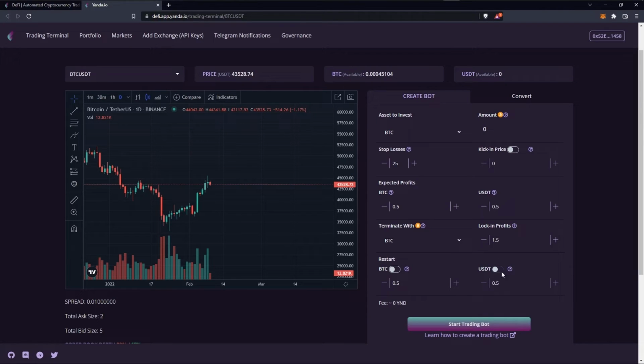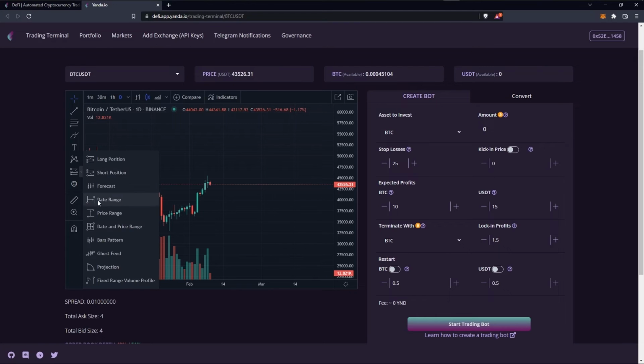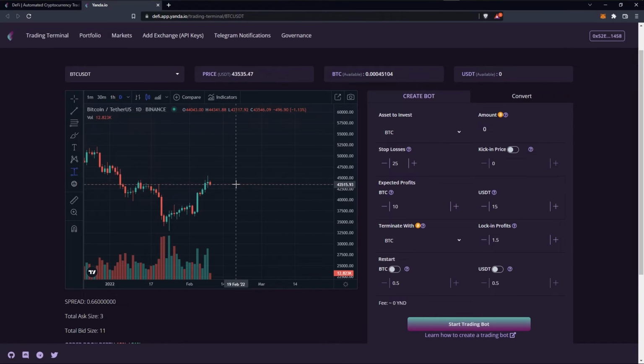Let's make a short example with the help of the TradingView chart to understand it. With expected profits in BTC at 10% and in USDT at 15%, your trading bot will place two limit orders, one to buy at a price 10% lower than the first market order, and the other one to sell at a price 15% higher.